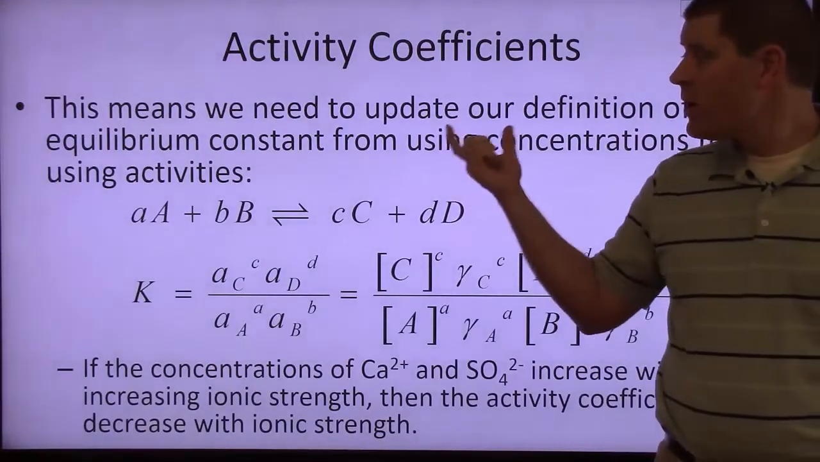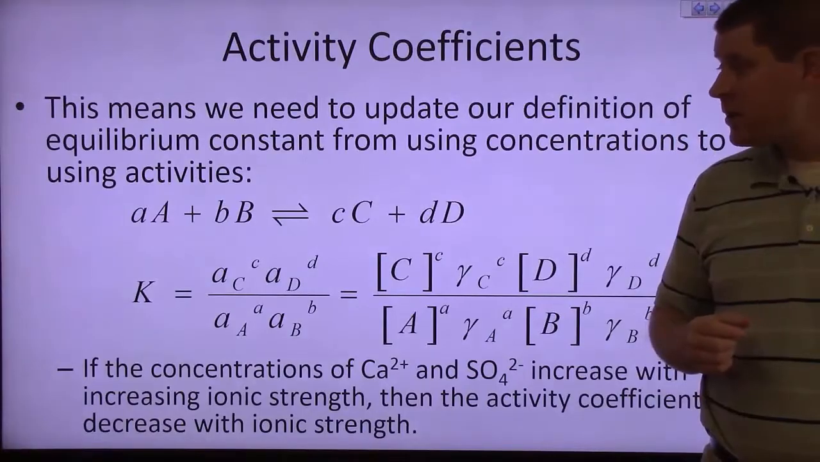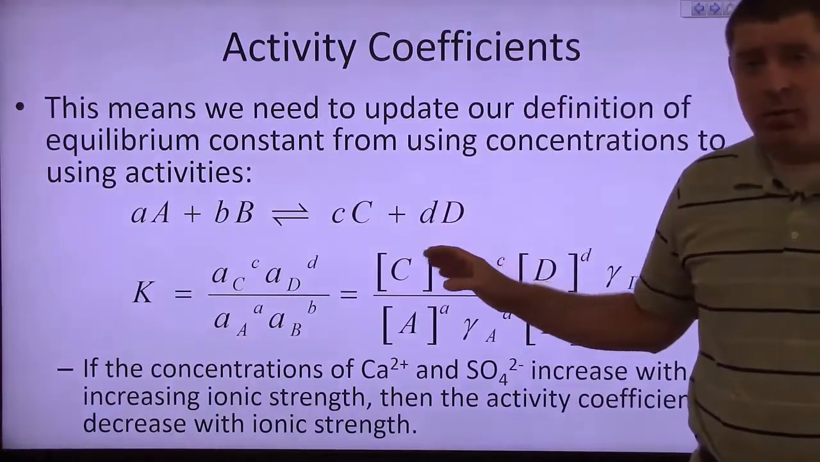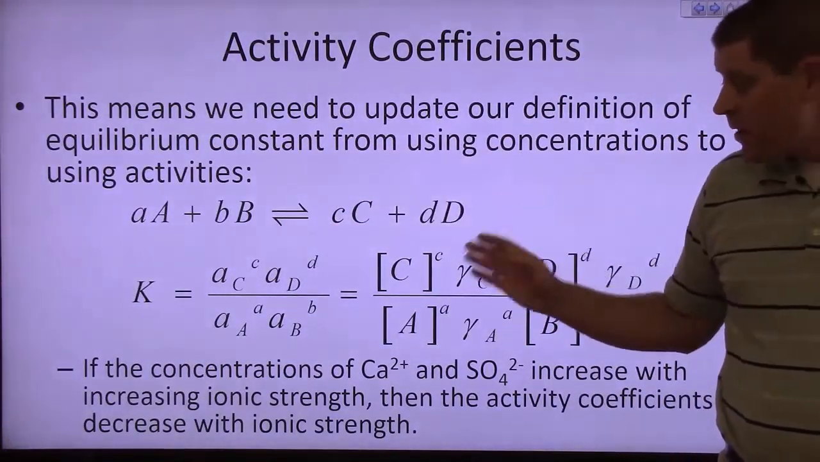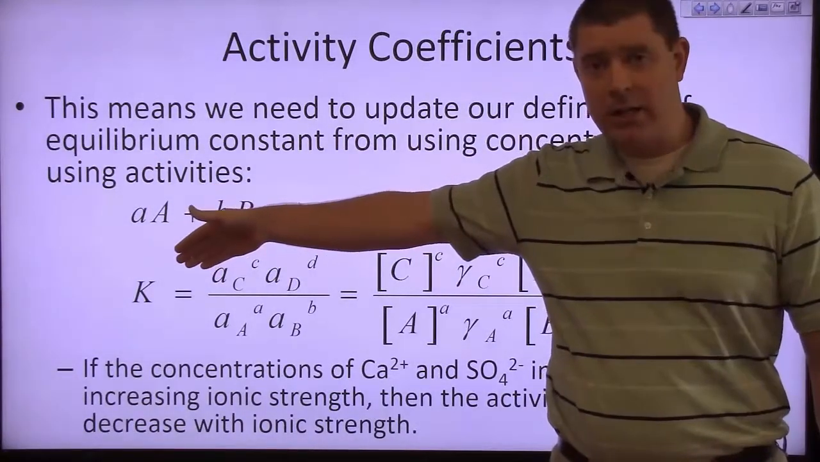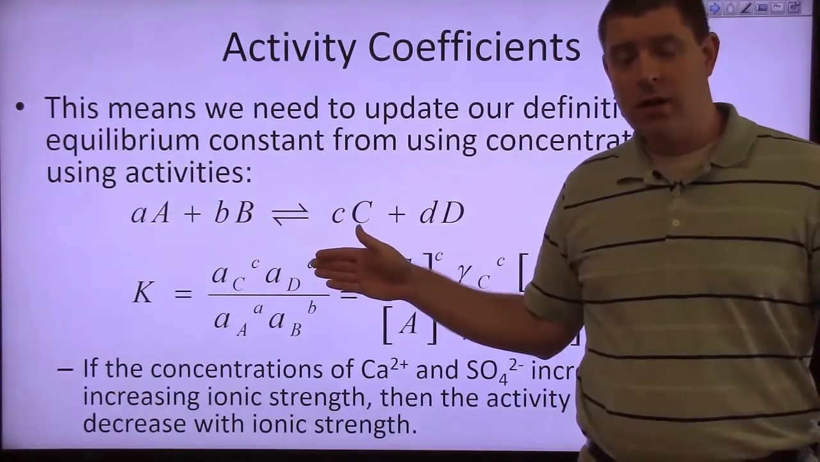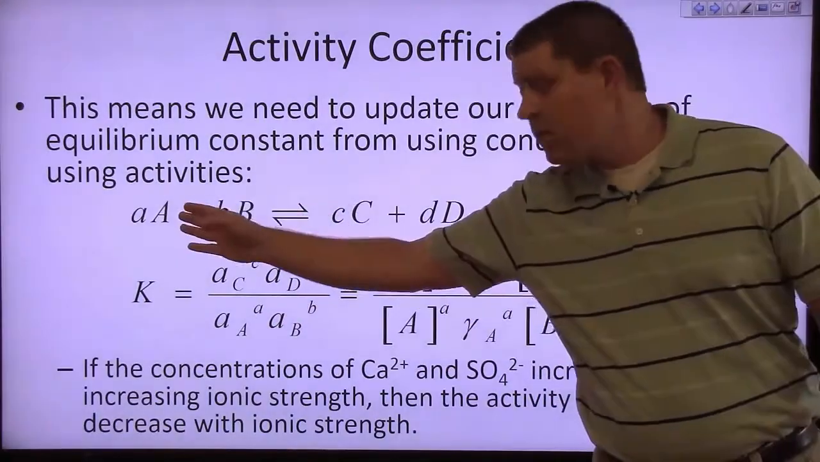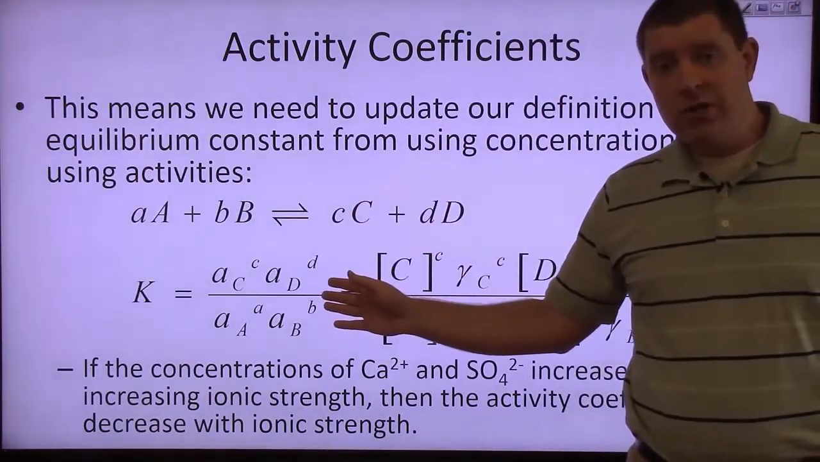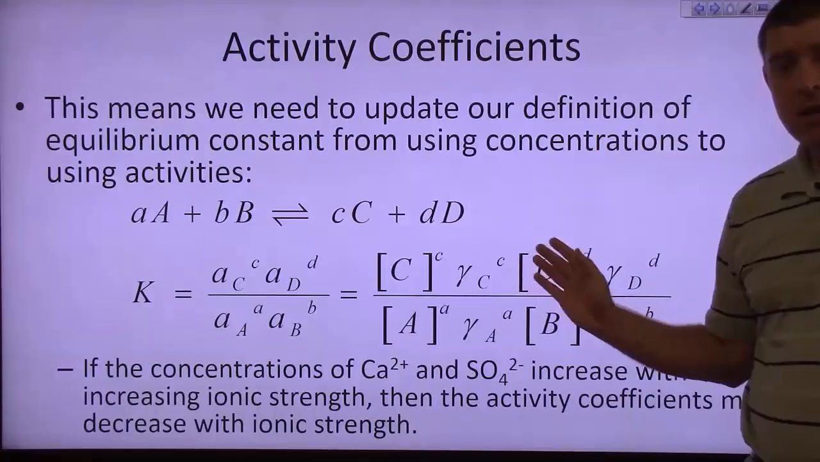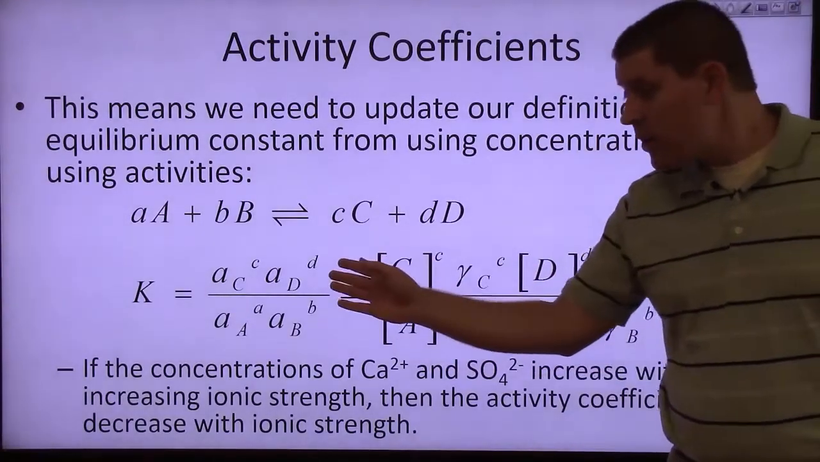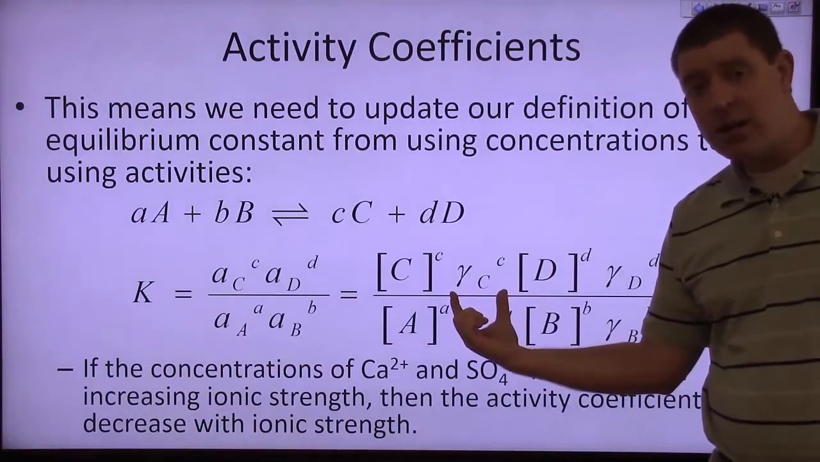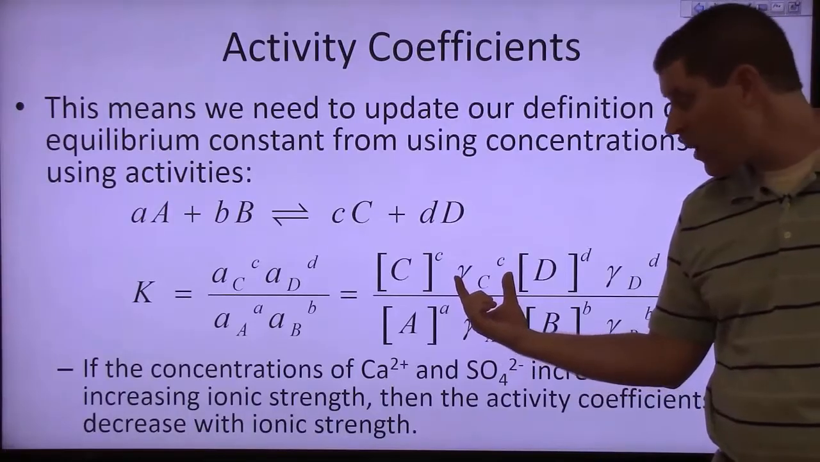Now, this means that we need to update our definition of an equilibrium constant from using concentrations to using activities. So remember, with our generic equilibrium, we had A plus B going to C plus D. That means that now we have our equilibrium constant K is not equal to the product of the concentrations. It's now going to be equal to the products of the activities raised to the coefficients of lowercase a, b, c, d. Now, we can then replace those activities with our concentrations and our activity coefficients. So we have the equilibrium constant K is equal to the concentration of C raised to the c power times the activity coefficient of C raised to the little c power, and so on.